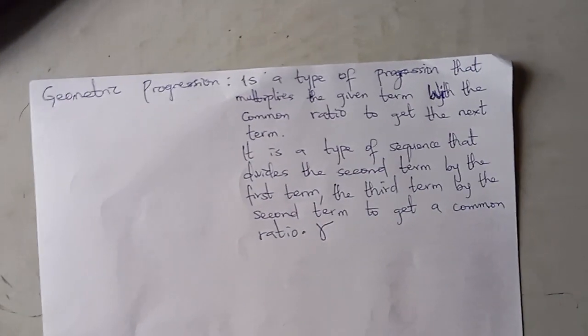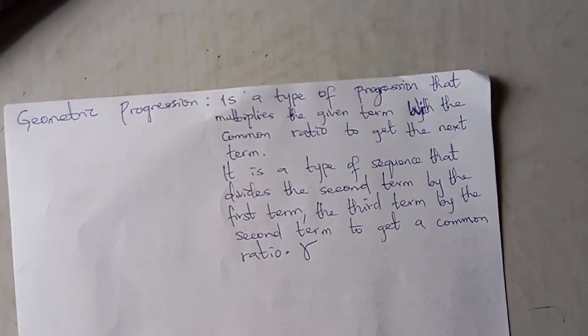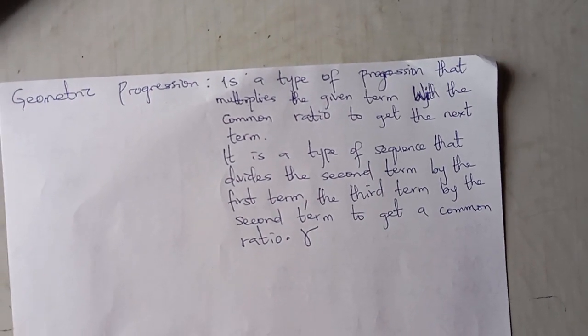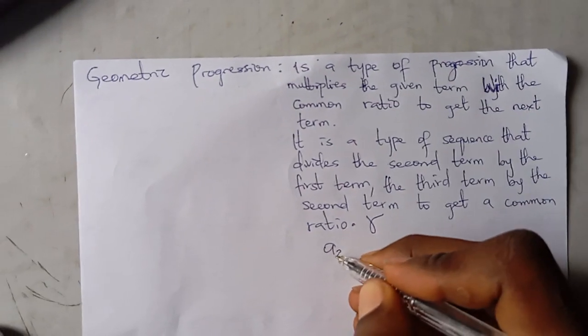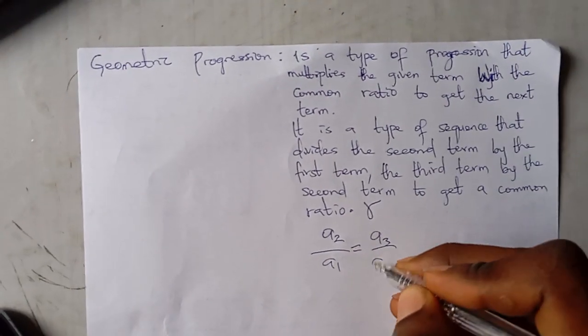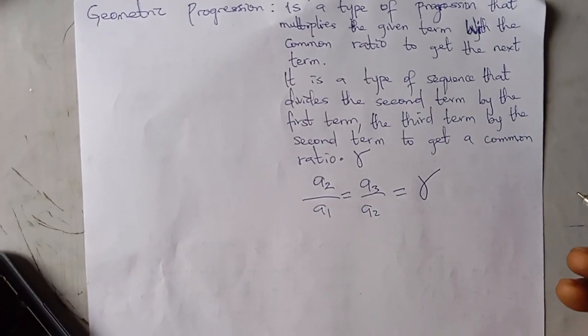So you can clearly see that is for geometric progression, the type of sequence that divides the second term by the first term, the third term by the second term to get a common ratio. That is, A2 divided by A1 should be equal to A3 divided by A2 to get the common ratio. That is geometric progression for you.